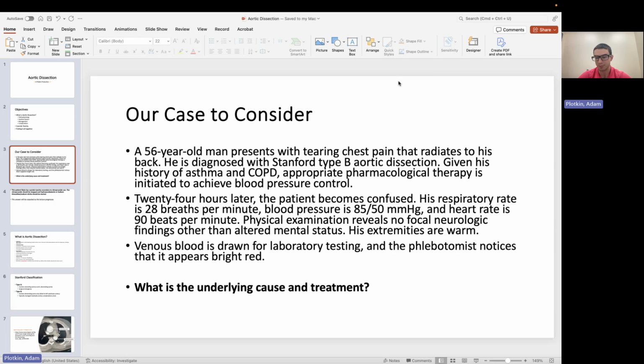24 hours later, the patient becomes confused. His respiratory rate is 28, blood pressure 85/50, heart rate 90. Physical exam reveals no focal neurological findings other than altered mental status. His extremities are warm. Venous blood is drawn for laboratory testing, and the phlebotomist notices that it appears bright red. I want you to think about what the underlying cause is and how we should treat this patient. So pause your screen, consider it, and I'll move on.